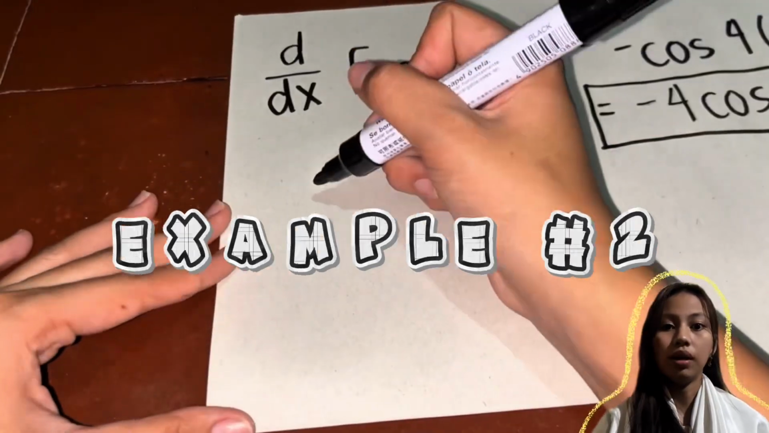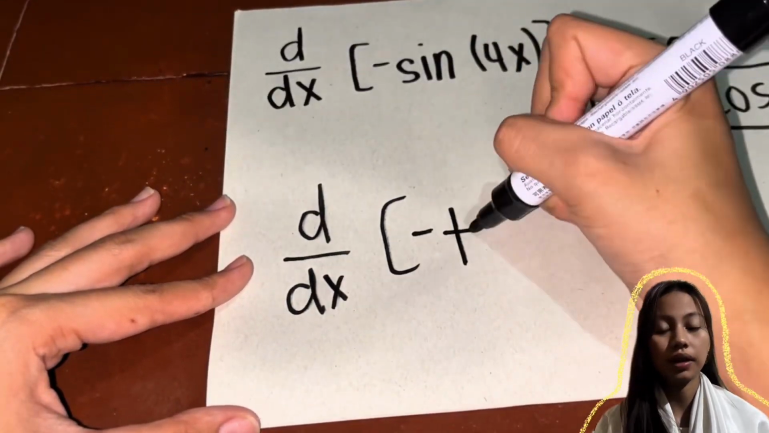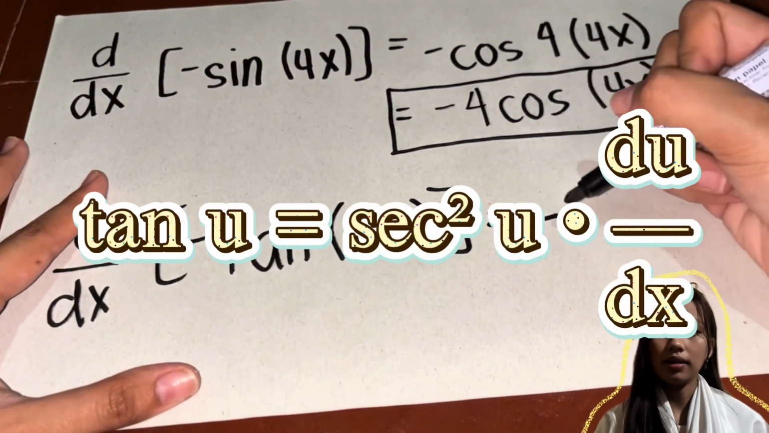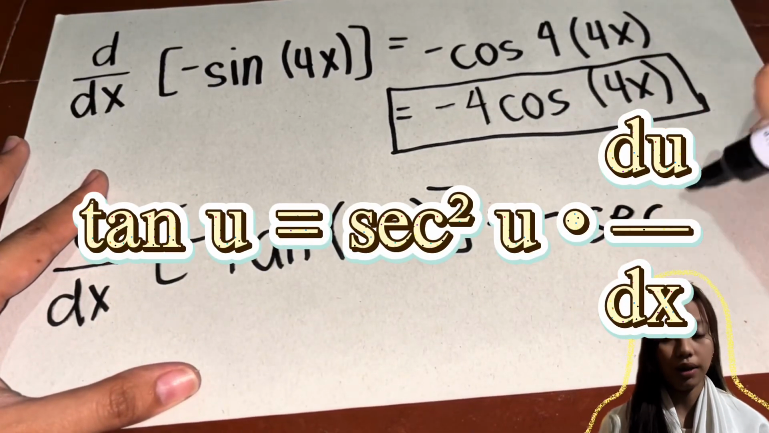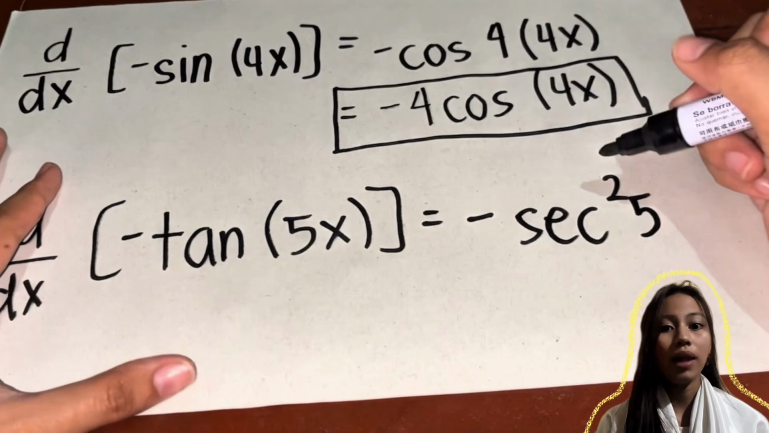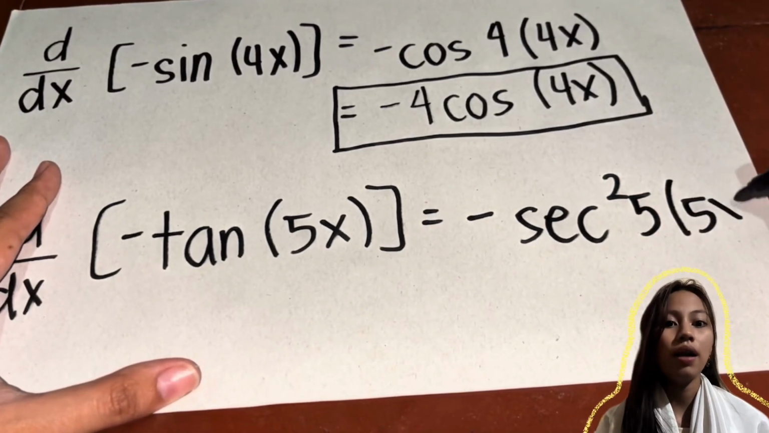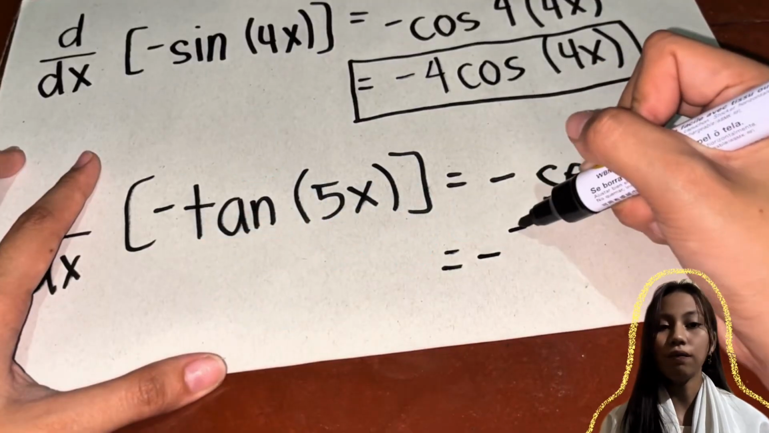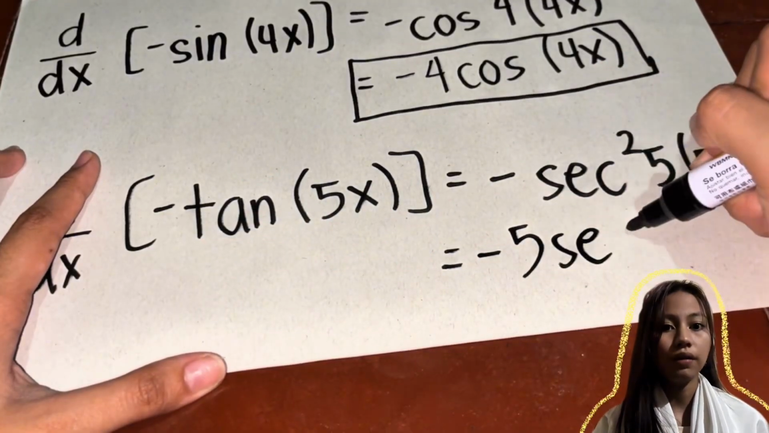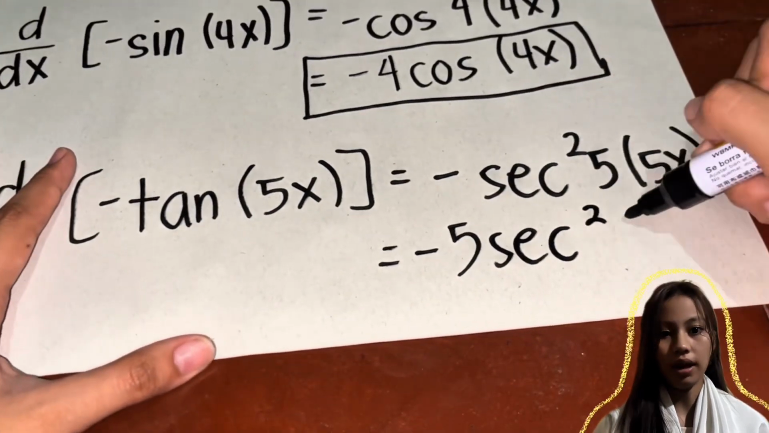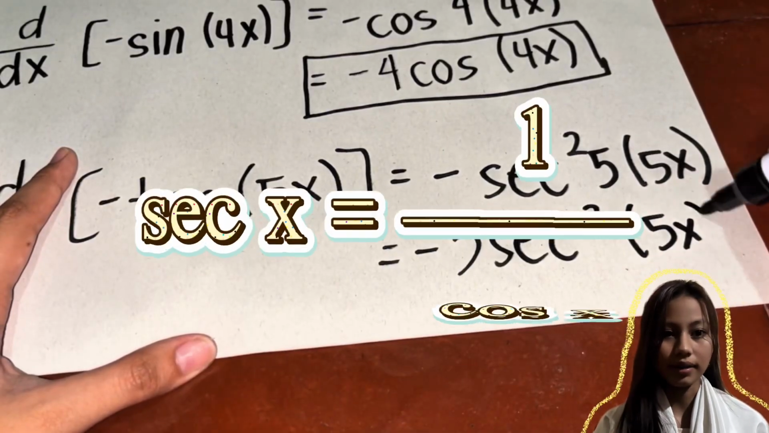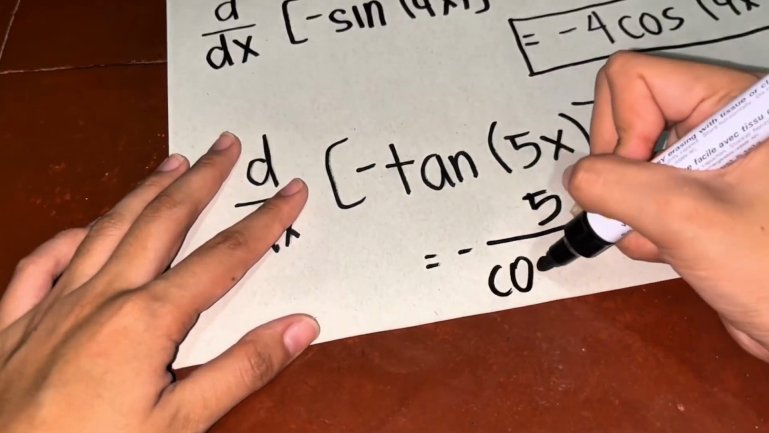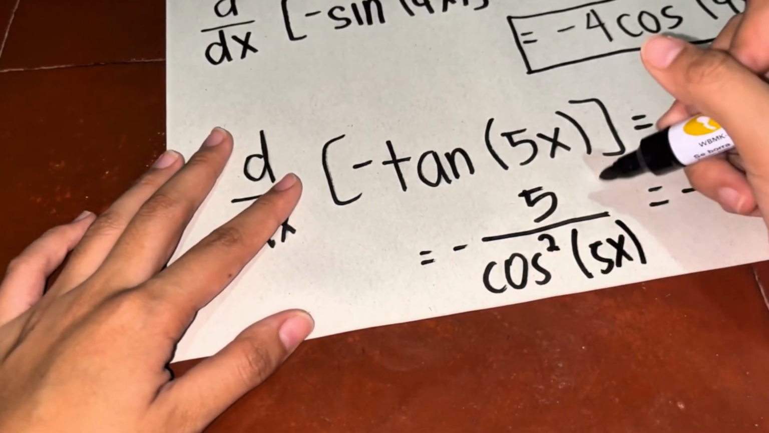For number 2, the given problem is find the derivative of negative tangent of 5x. First, the formula: the derivative of tan x is secant squared of x. Now, apply it to the function. Because of 5x inside, we use the chain rule and multiply by 5. Don't forget the negative sign. So the final answer is negative 5 secant squared of 5x. According to its reciprocal, this could also be turned into negative 5 over cos squared 5x.